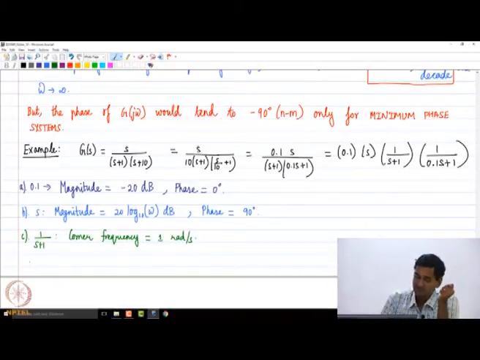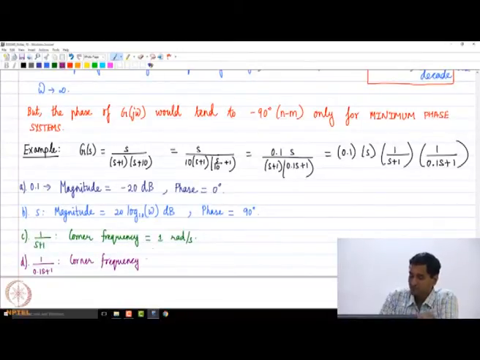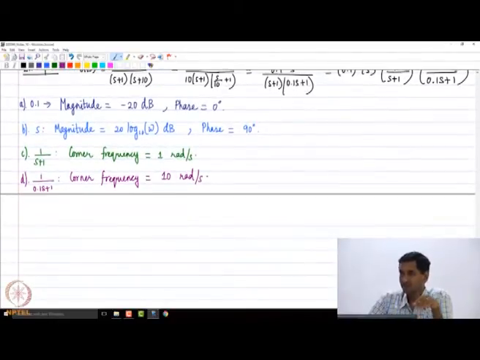Then the fourth term is going to be 1 divided by 0.1 s plus 1. What is its corner frequency? Here you see that T is 0.1, so 1 by T is going to be 10. So 10 radians per second is the corner frequency. I hope it's clear how we got these values for the corner frequency. So these are the 4 blocks. We just need to plot the magnitude plot and the phase plot for these 4 terms and then add them. That's all we need to do.